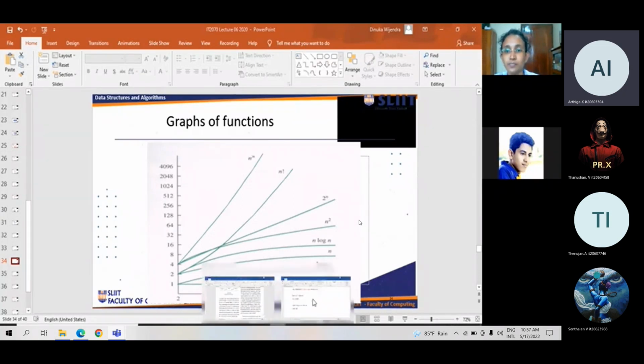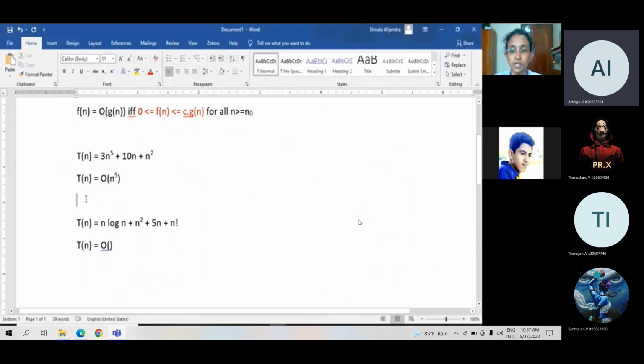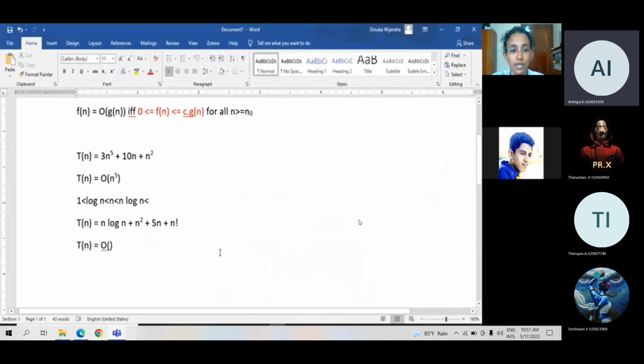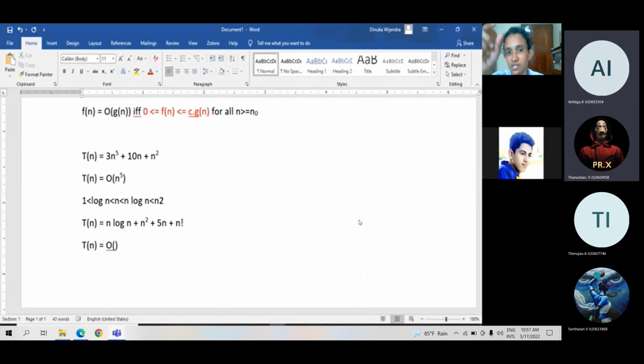If I write it here, it should be like this: 1, then log n, then n. Then it should be n log n. After n log n, it should be n squared. Okay, then you have n squared. I just make it uppercase later.